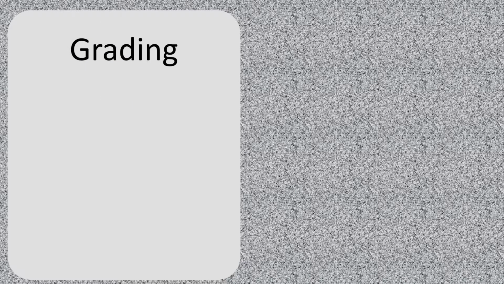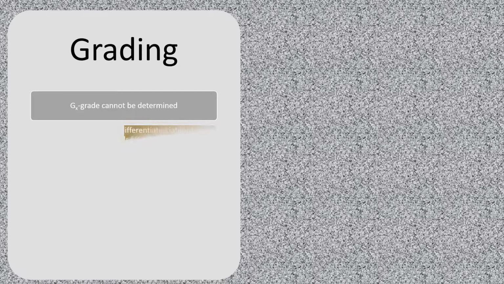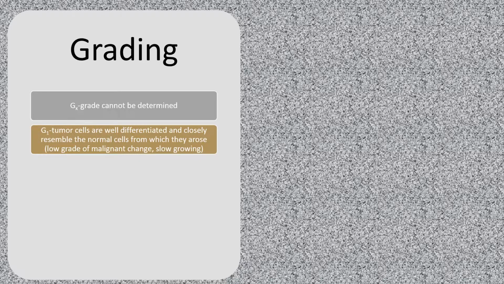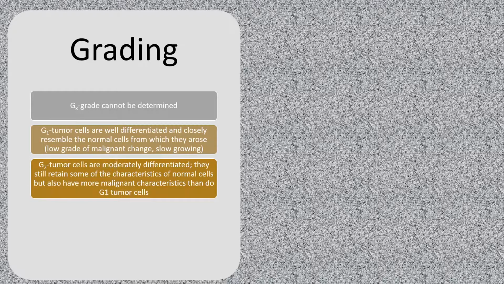Okay, so we're going to discuss grading. GX is a grade that cannot be determined. G1 is that tumor cells are well differentiated and closely resemble the normal cells from which they arose. G2, the tumor cells are moderately differentiated. They still retain some of the characteristics of normal cells, but also have more malignant characteristics than the G1 tumor cells do.